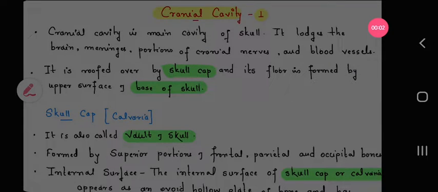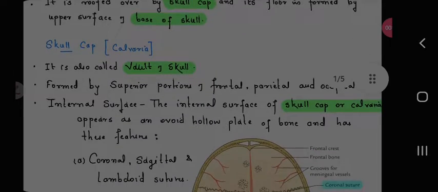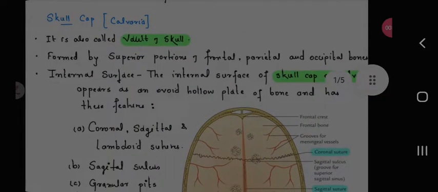Cranial cavity is the main cavity of the skull. It lodges the brain, meninges, portions of cranial nerves and blood vessels. It is roofed over by the skull cap, and its floor is formed by the upper surface of the base of the skull. Skull cap, calvaria, is also called the vault of the skull, formed by the superior portions of the frontal, parietal and occipital bones.